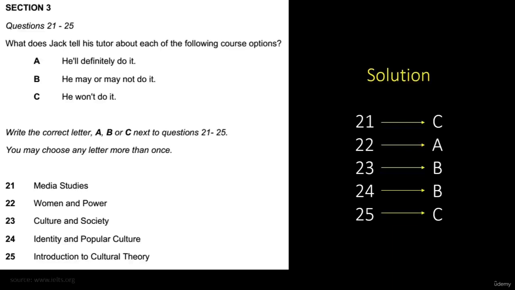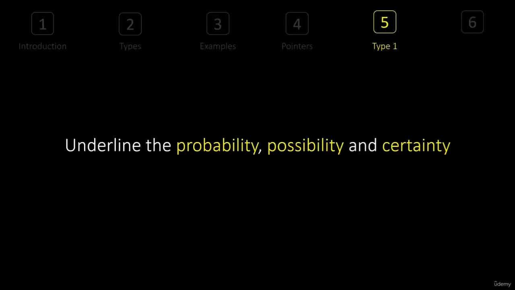If you're thinking that this is the only time you'll have this kind of question, where he'll definitely do it, he may or may not do it, and he won't do it come in the options, then you're wrong. Very commonly, this kind of question does come, where we have probability and possibility in the options. Okay. Now, always and always underline the probability, possibility, and certainty.